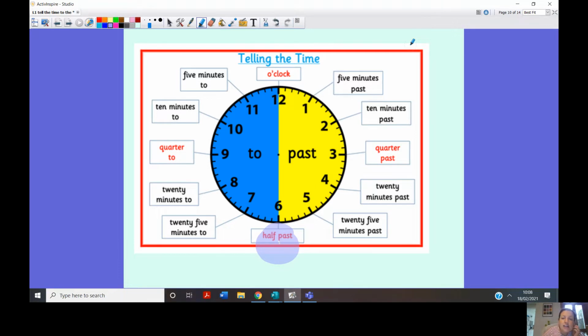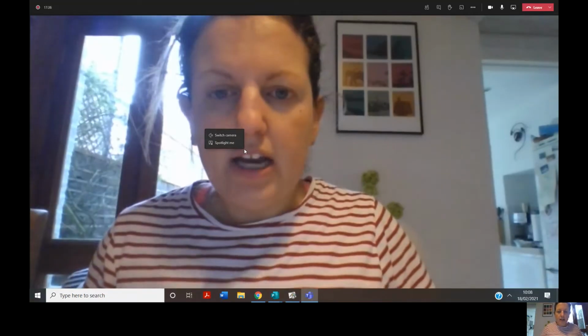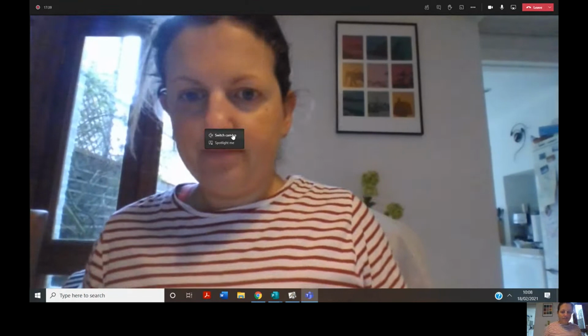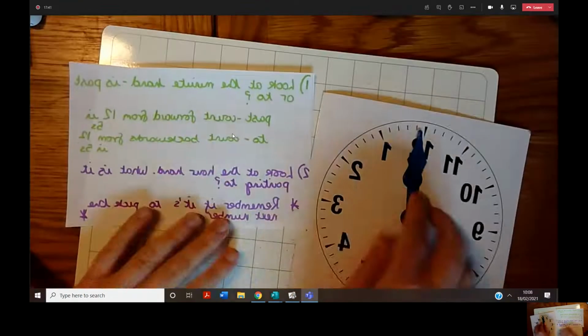So this is a really, really important image to remember. Once we're past the half past, we are always telling the time to the next hour. So I'm going to do 1 or 2 examples using the clock on my visualizer. There we go.